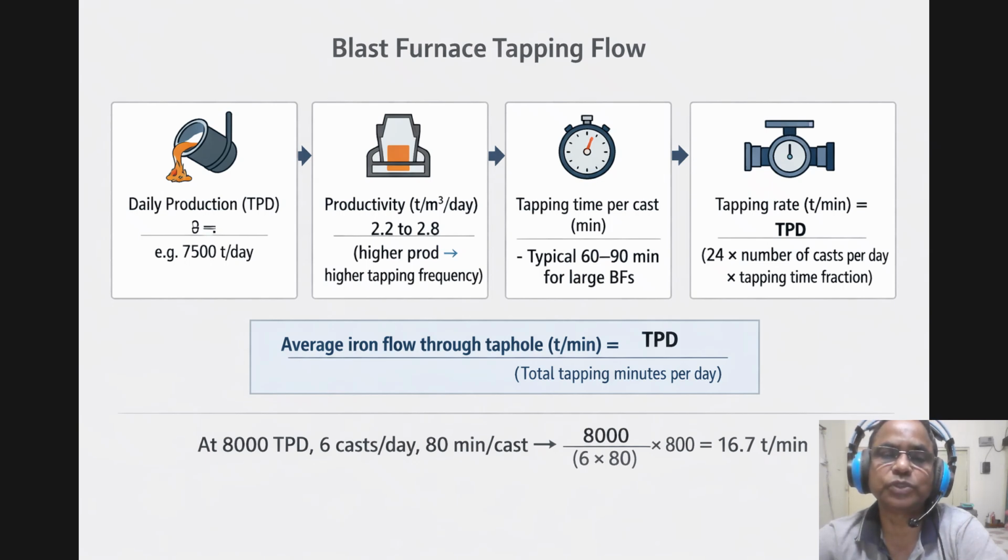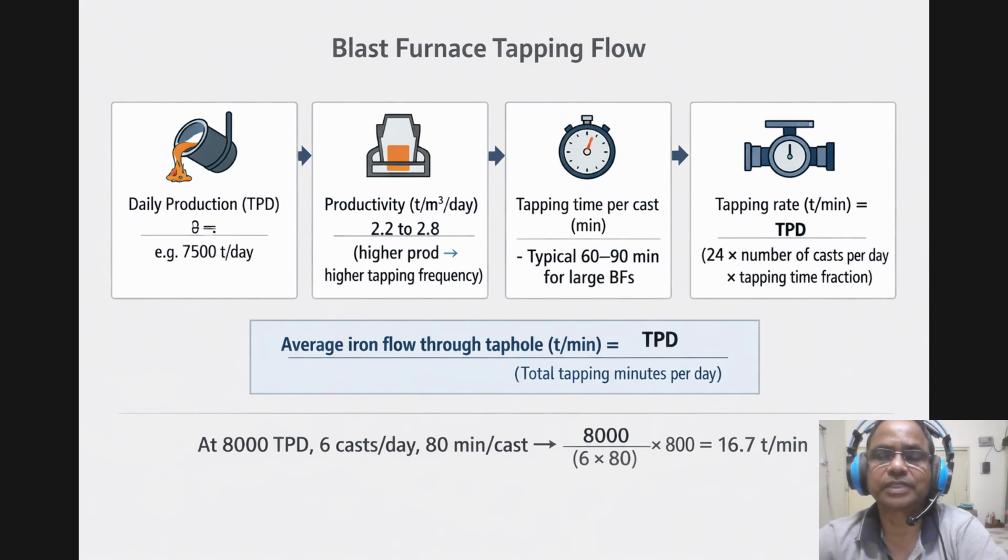As far as step 2 is concerned, choose a taphole diameter. It typically ranges from 50 to 70 mm. A larger diameter reduces the iron velocity but requires more clay. So for 16.7 tons per minute, we often start with 60 mm.